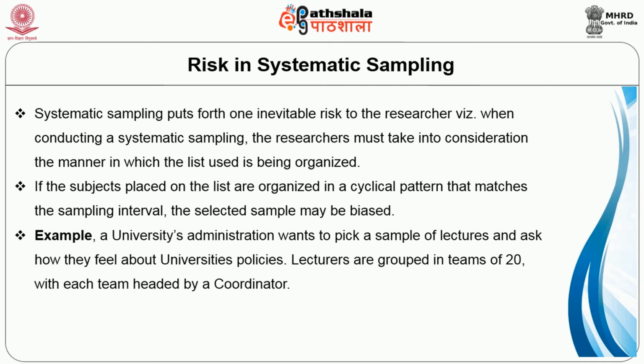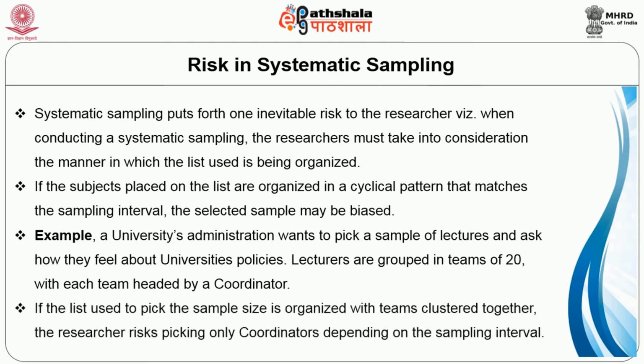For example, a university's administration wants to pick a sample of lecturers and ask how they feel about the university's policies. Lecturers are grouped in teams of 20, with each team headed by a coordinator. If the list used to pick the sample is organized with teams clustered together, the researcher risks picking only coordinators or no coordinators at all, depending on the sampling interval. Hence, proper care and consideration has to be given while using systematic sampling as the method of sampling in the study.